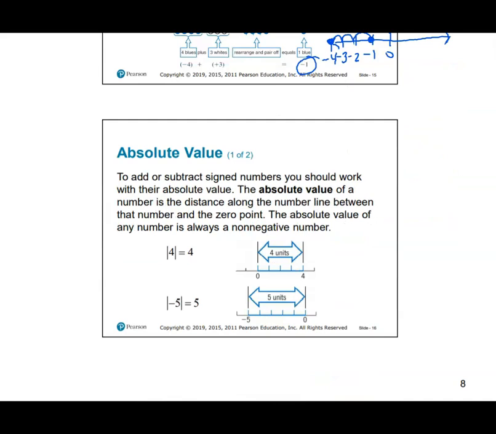To add or subtract signed numbers, you should work with absolute value. The absolute value of a number is the distance along the number line between that number and the 0 point. The absolute value of any number is always non-negative. So the absolute value of 4, how far is 4 away from 0? Well, it's 1, 2, 3, 4 units, and you'll notice it's positive. I have -5. Well, -5 is 1, 2, 3, 4, 5 units away from 0, positive. The answer to an absolute value problem is how far that number is away from 0, and it's always going to be positive.